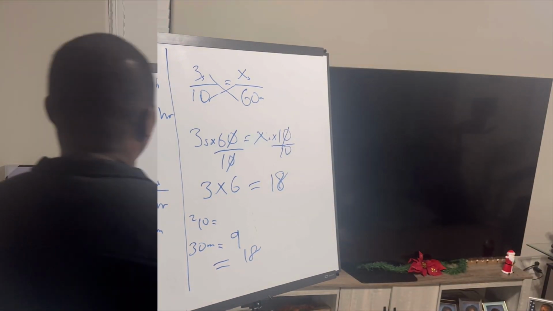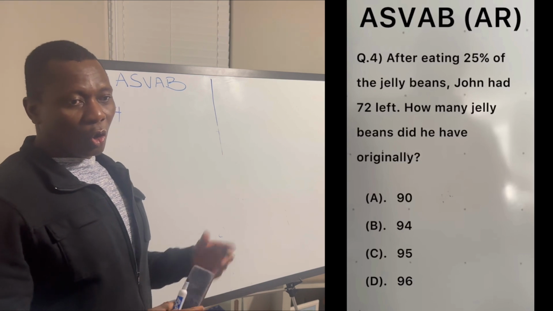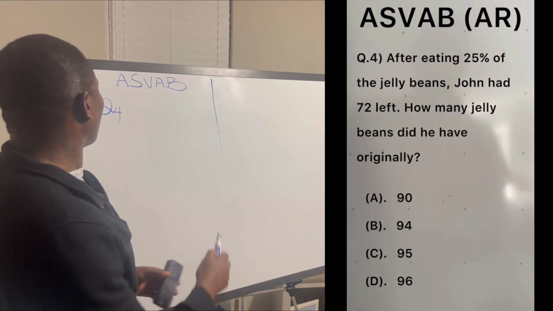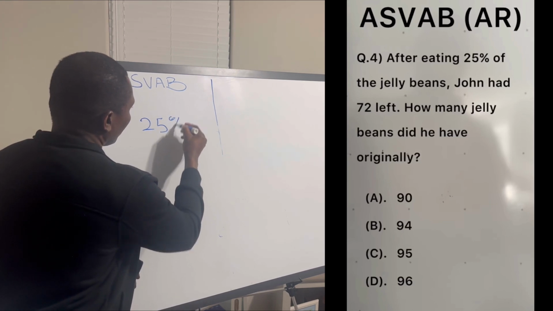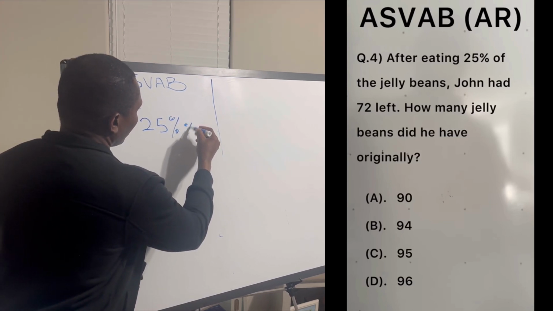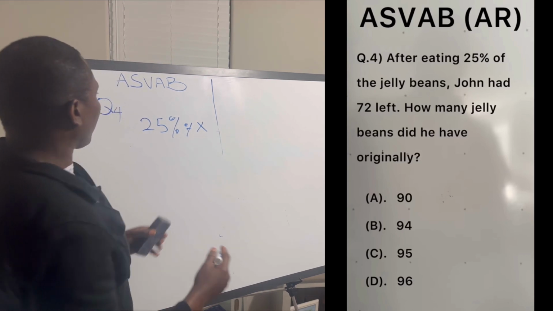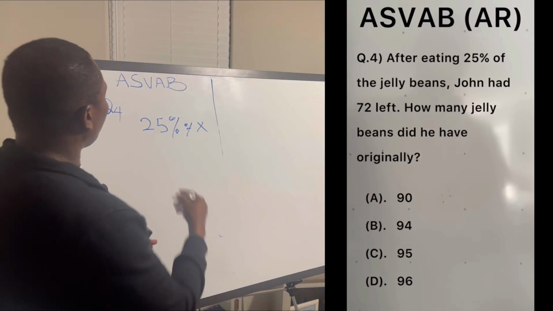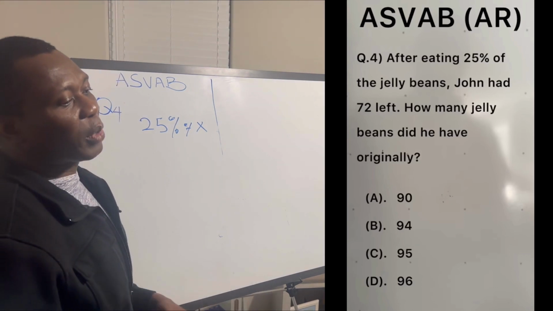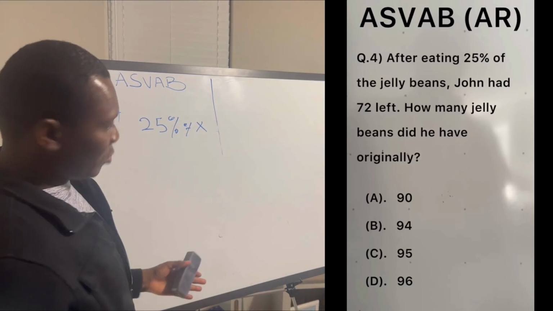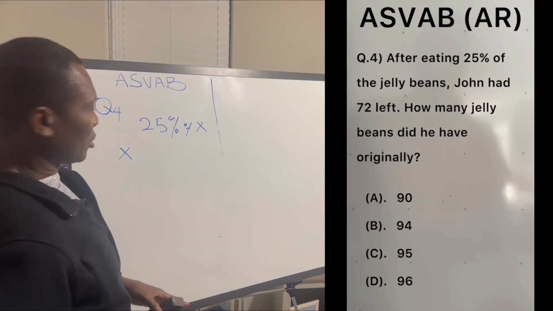All right. Number 4 question of the ASVAB questions goes like, after eating 25% of the jelly beans, John had 72 left. How many jelly beans did he have originally? So let's say X is the number of the original jelly beans.